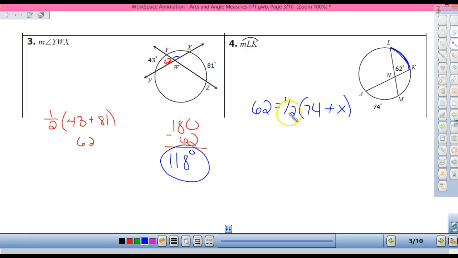How do I get rid of this 1/2? Times each side by 2. So we get 124 equals 74 plus x. Those cancel if I multiply by 2. That's how it gets rid of my 1/2. So now how do I solve this? Minus 74. X equals 50 degrees.